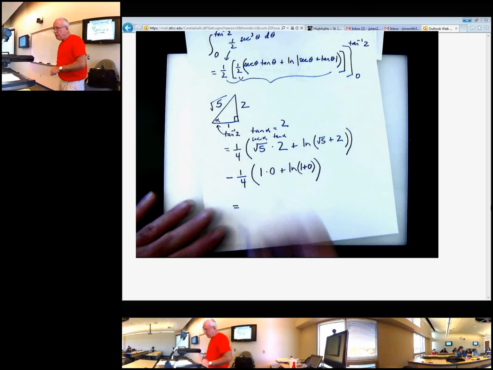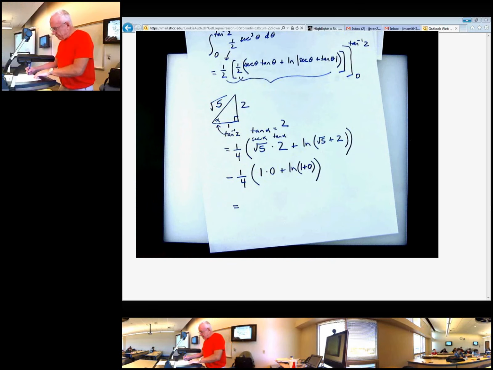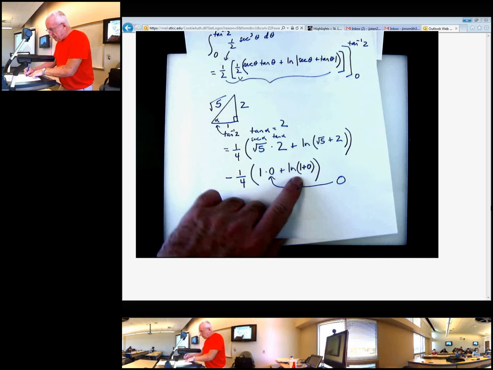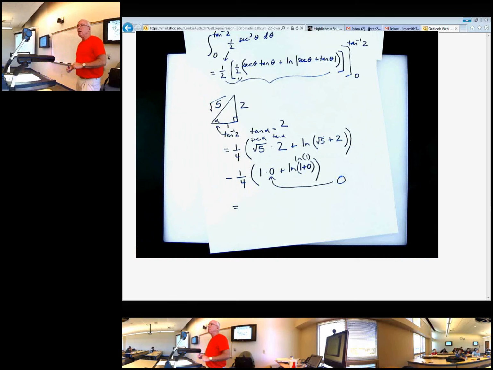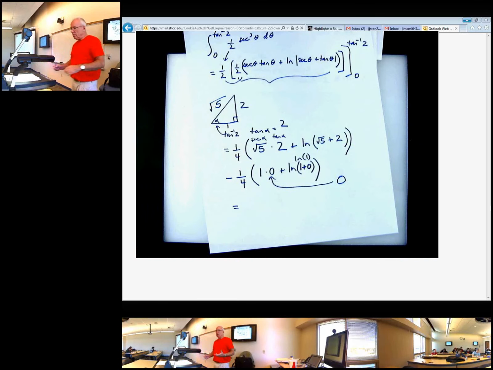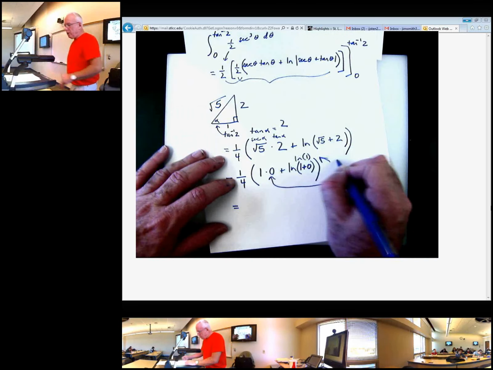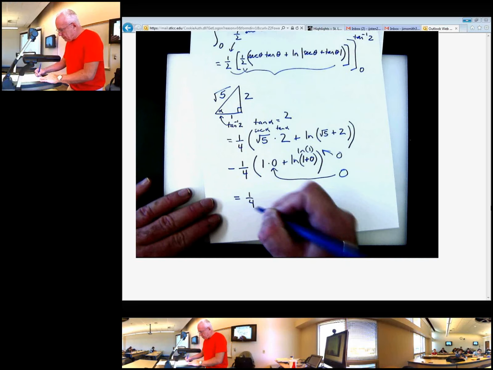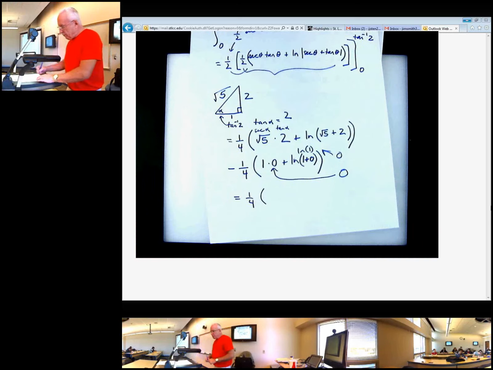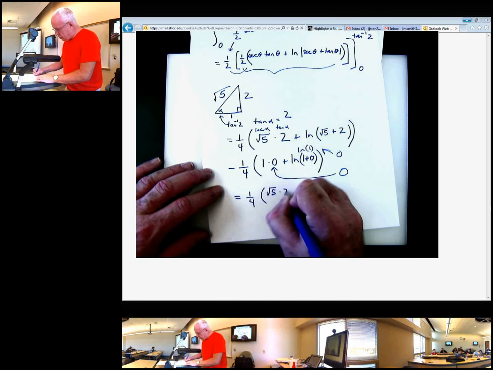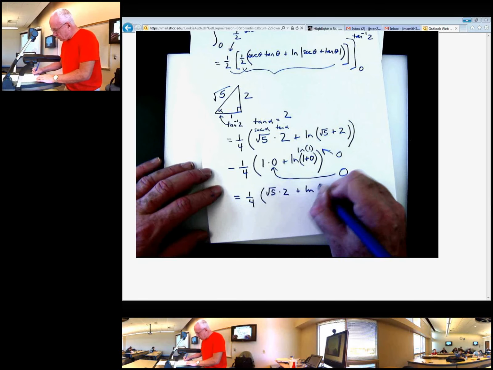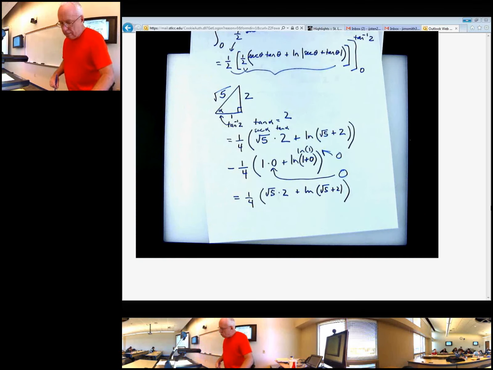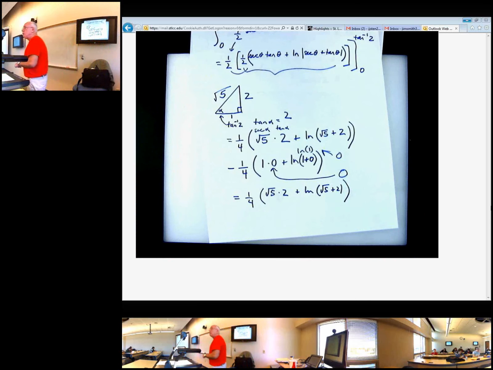Okay, so look at what we have down here. We have 1 times 0, that's a 0. And we have the natural log of just the number 1, and what does that equal? 0. So this whole bottom part is all 0, and all we're left with is the top part. So this is our answer here: 1/4 times the square root of 5 times 2 plus the natural log of the square root of 5 plus 2. And yep, that's fine. Good enough.